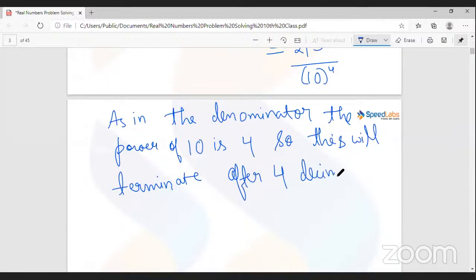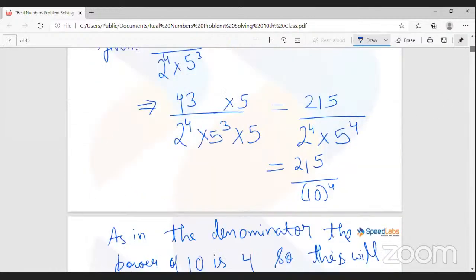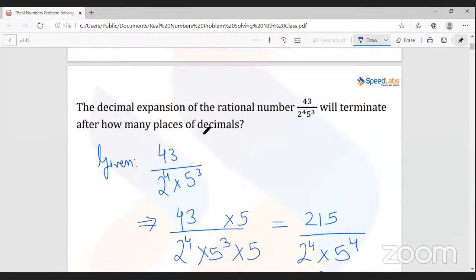Actually, I joined late. Can you just tell me what all have you done till now? Yes, sure. This was the question: the decimal expansion of the rational number 43 upon 2 raised to the power 4, 5 raised to the power 3 will terminate after how many places of decimal?